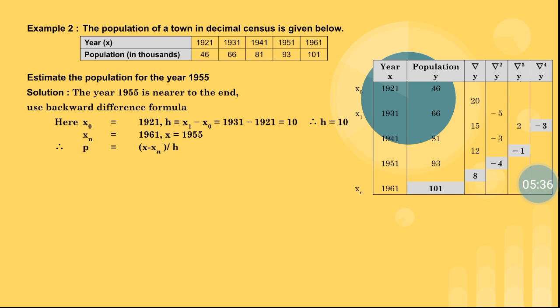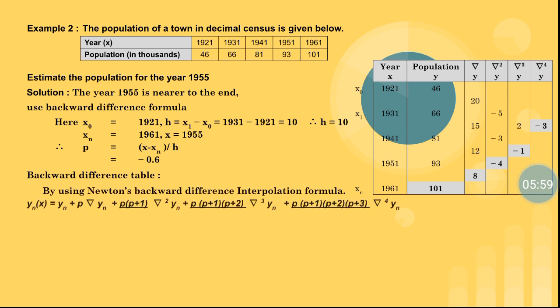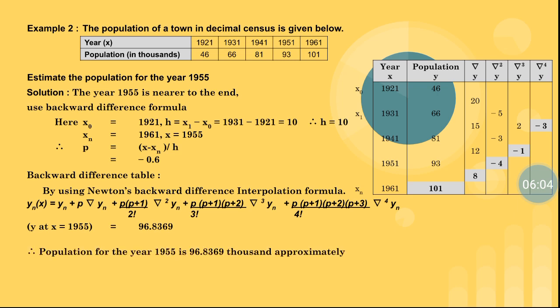The value of x is given in the question as 1955 and x in the last value is 1961. yn is 101. The difference you can see in the year, it is 10 years difference. So h is 10. The value of p is x minus xn upon h, which is minus 0.6. Then by applying Newton's backward difference formula, we get the value as 96.8369 approximately.